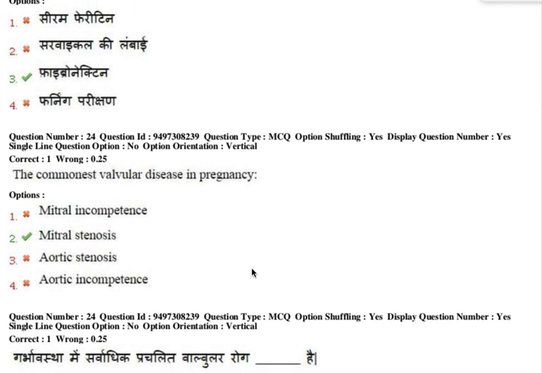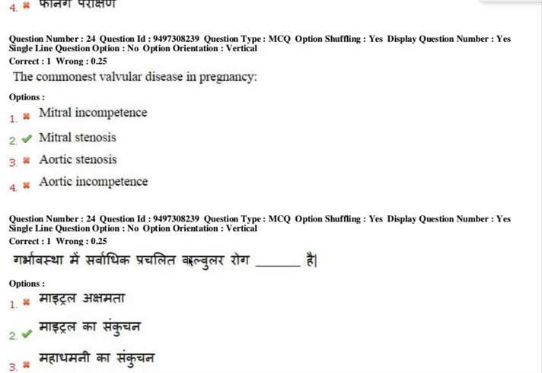Next question, question number 24. The commonest valvular disease in pregnancy. Right answer is second, mitral stenosis. Mitral stenosis is a very dangerous disease in the time of pregnancy because it can cause the death of the mother. So, the correct answer is second, mitral stenosis, the commonest valvular disease in pregnancy.